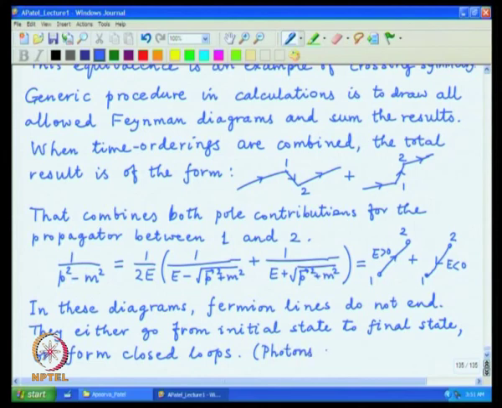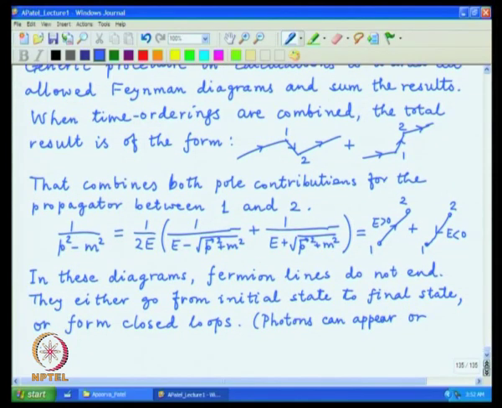On the other hand, photons, which are represented by wavy lines, can appear or disappear out of basically nothing. That is allowed because they are bosons, and so in the same sector as the vacuum. This distinction is also buried inside this particular diagram.